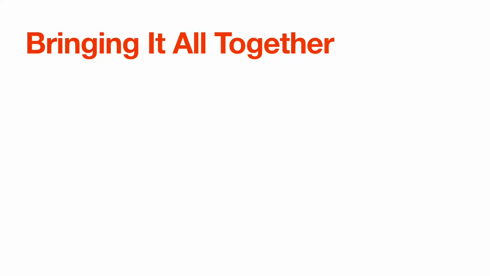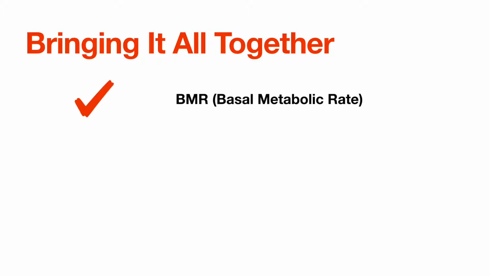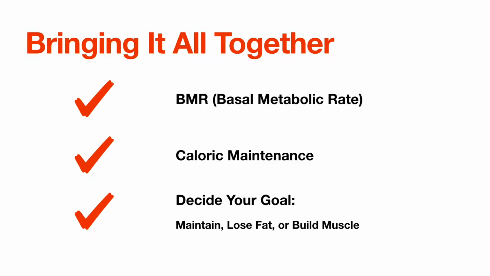Hey guys, so this is going to be the final lesson in this module. What we're going to do is piece together every single thing that we just learned and put it in step-by-step format. First off the bat, we learned what our BMR is, our basal metabolic rate. Next, we went into our caloric maintenance. And finally, we learned how to decide what our goals are, whether that be to maintain our current physique, to lose fat, or to build muscle mass.